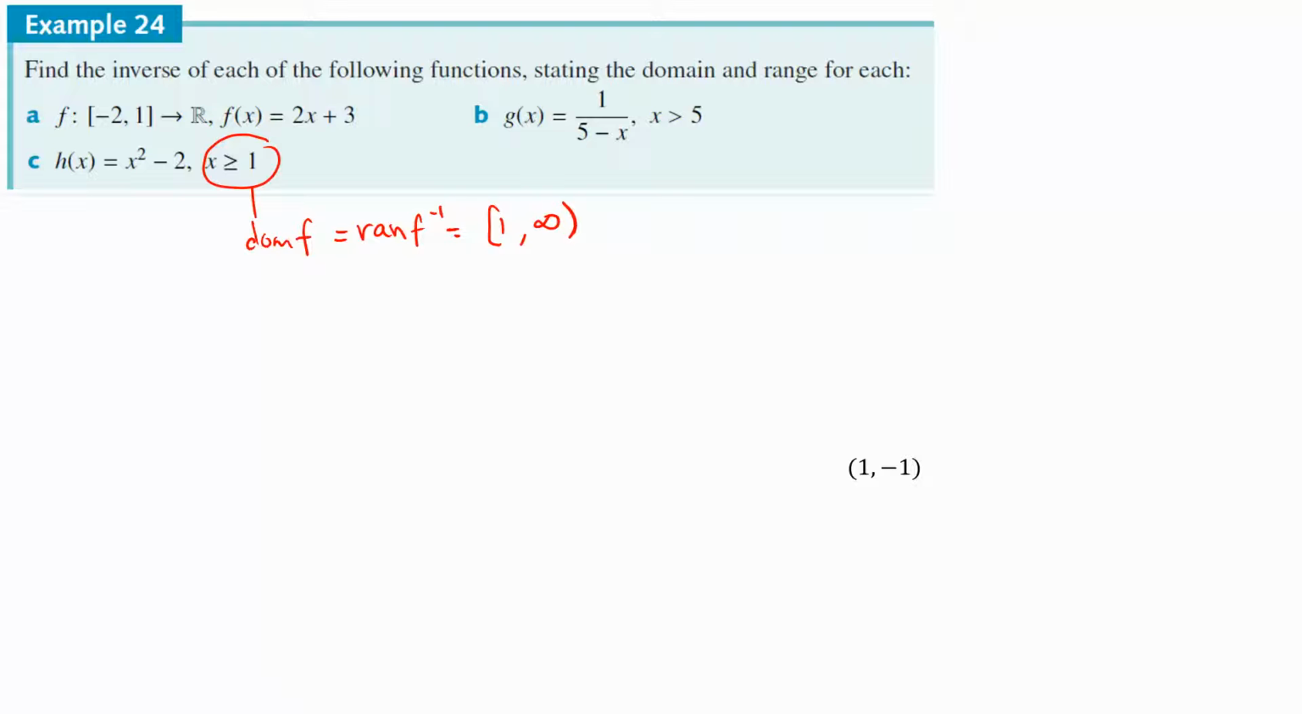I've got my range. Let's sketch this. Okay, so I've got my domain. Let's sketch this idea. So I've got an x squared graph minus 2. So minus 2 would be from here, negative 2. This is what it would normally look like. But be careful because you restricted the domain. You said it's only from 1 to infinity. You didn't say sketch the entire thing.